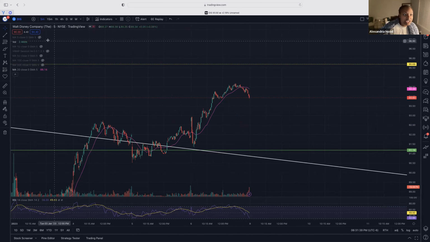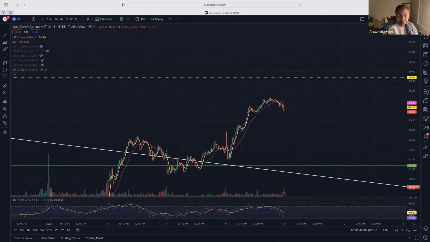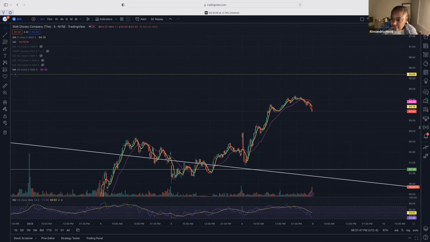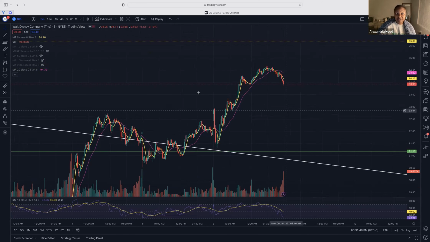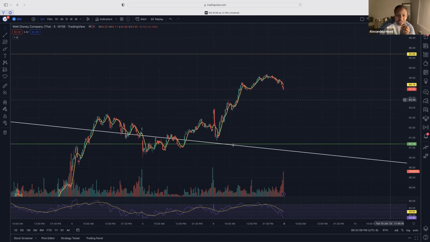But okay, so we see that there, but now let me show y'all my 5, which is the yellow one in here. I like the 5 on the 5 minute, because if I'm trading on the 5 minute, I'm getting in and getting out today. So I enjoy the 5 because the price is going to hug it. It literally hugs the 5. That's all it does.